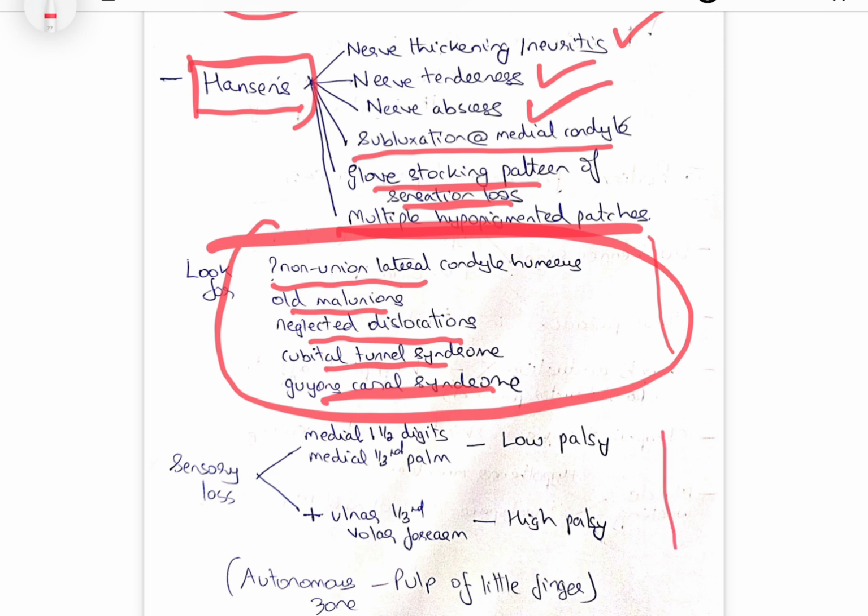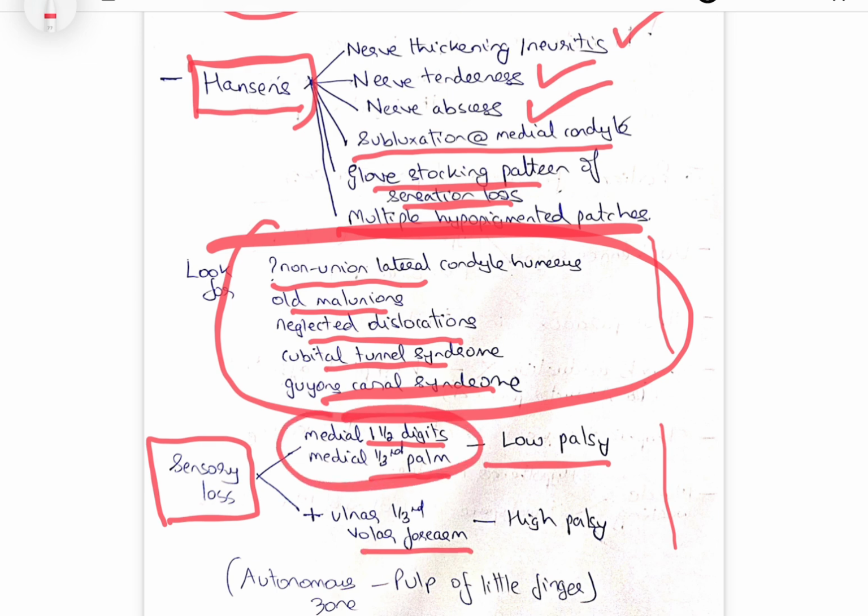Now what is the pattern of sensory loss? In low palsy there is sensory loss at the medial 1.5 digits and medial 1/3 of the palm, and in high palsy, along with this, there might be loss over the ulnar 1/3 aspect of the volar forearm. There is this additional sensation loss in high ulnar nerve palsy. Okay, and what is the autonomous zone?